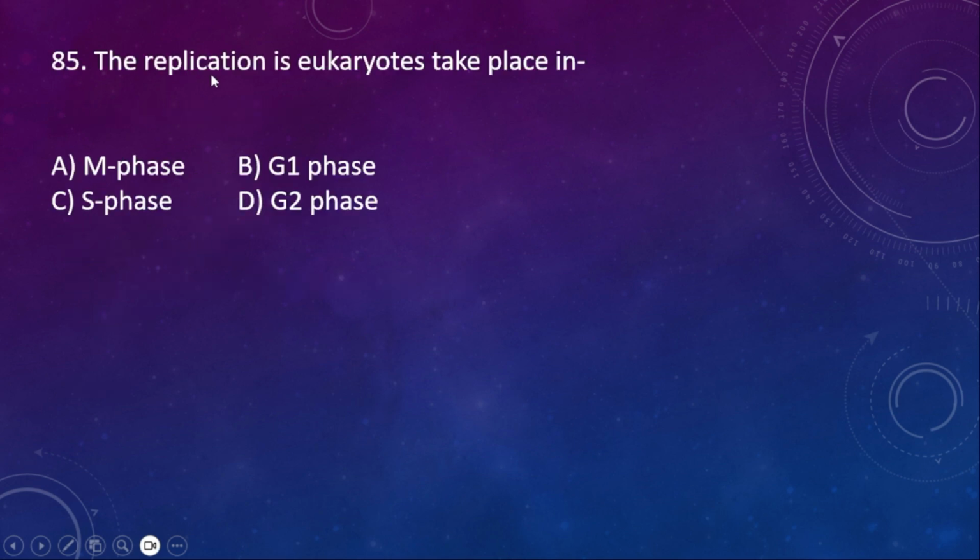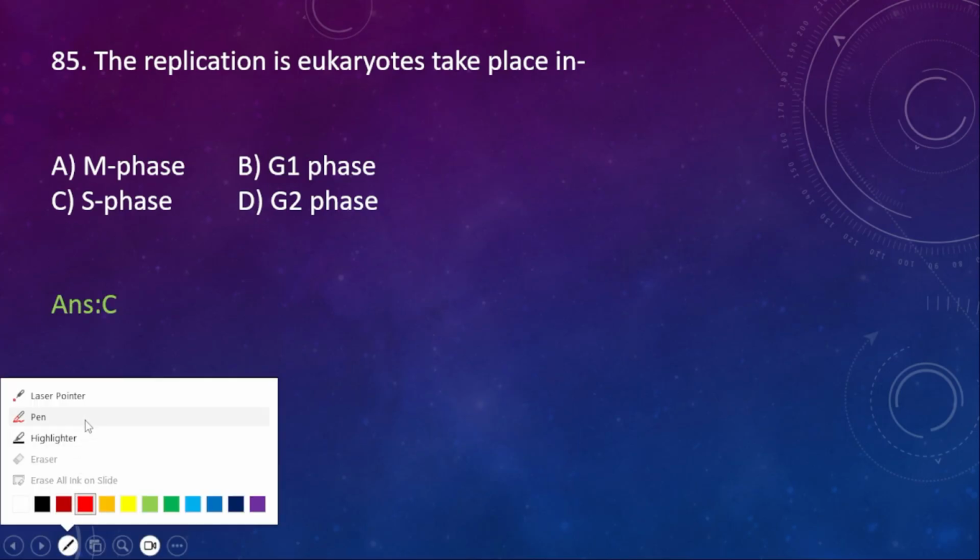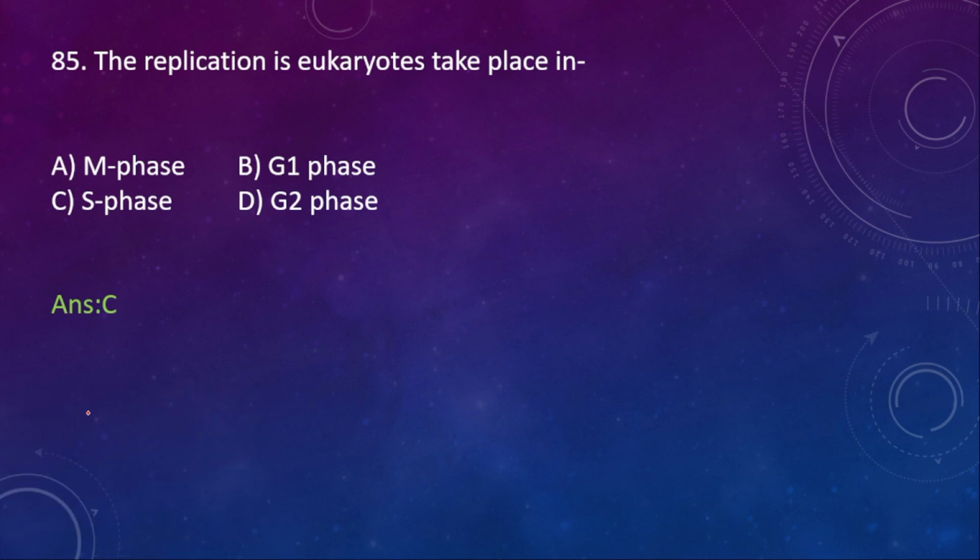Next, 85. The replication in eukaryotes takes place in option A, M phase, B, G1 phase, C, S phase, and then D, G2 phase. Always keep in mind replication happens in S phase, that is synthetic phase.